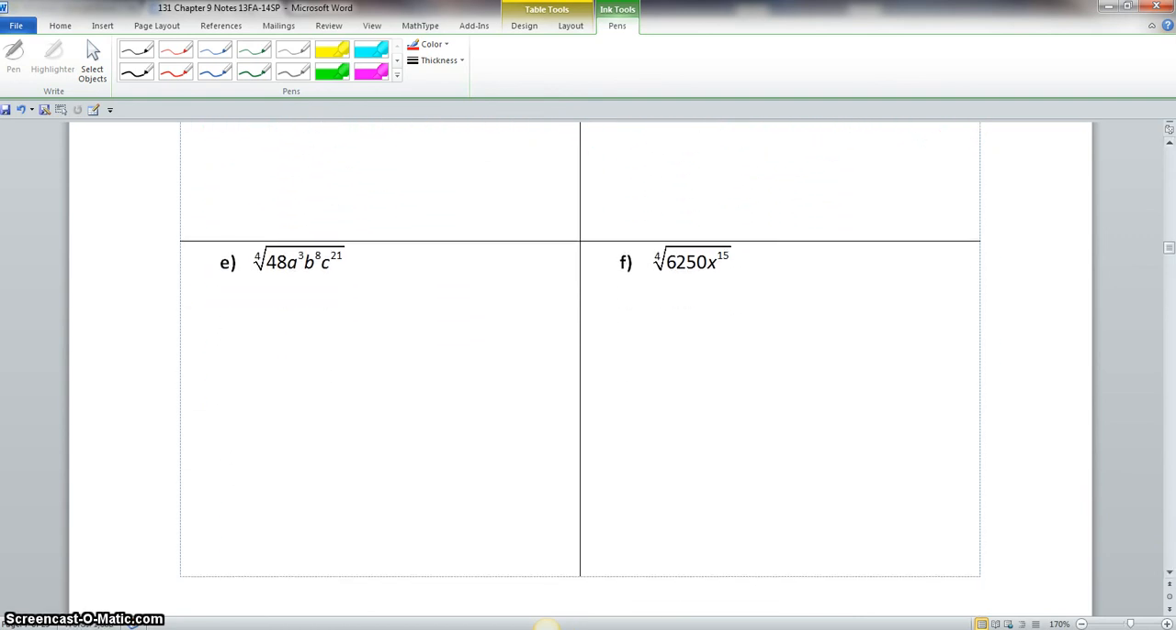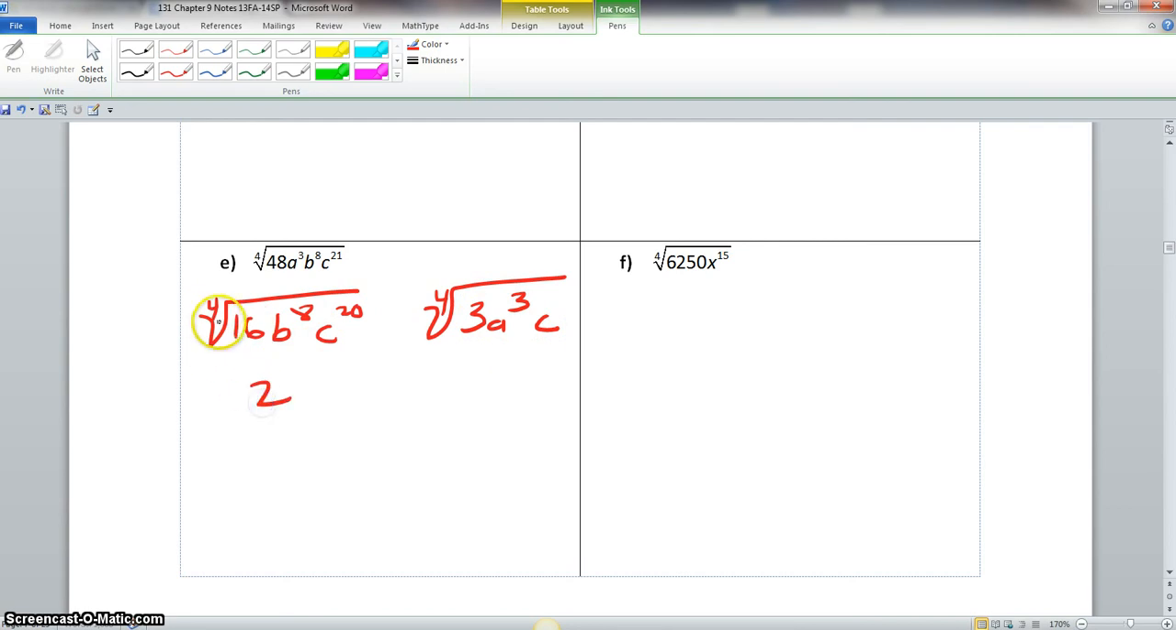Now we're dealing with these fourth roots. Just to streamline this a little bit, we have the fourth root and also the fourth root. Now the highest fourth power in 48 is 16. In a to the 3rd, we have 3 left over; there's no fourth power in a to the 3rd. The highest fourth power in b to the 8th is b to the 8th. And the highest fourth power in c to the 21st is c to the 20th. And that will leave a c here.